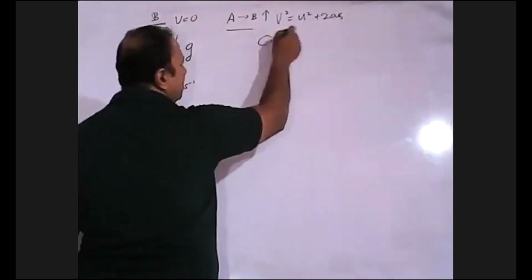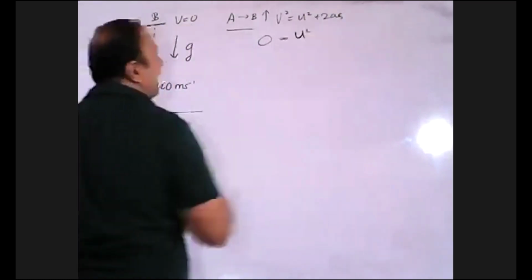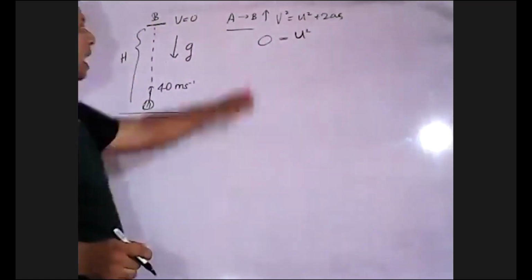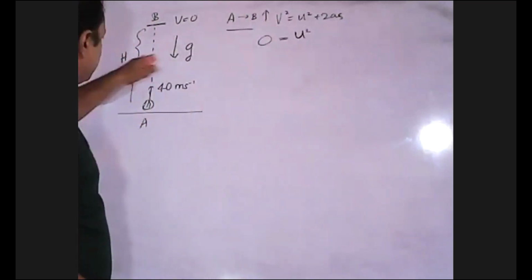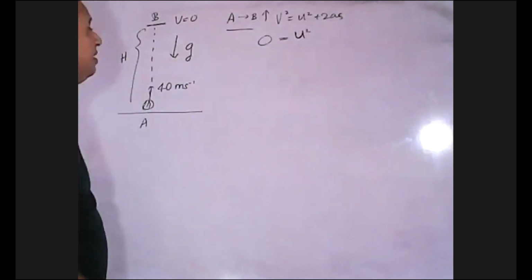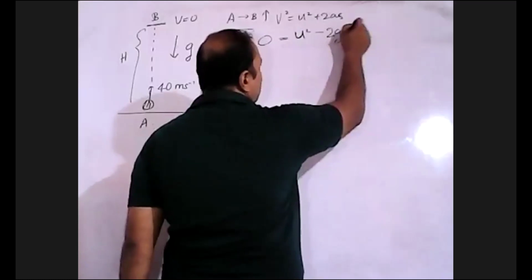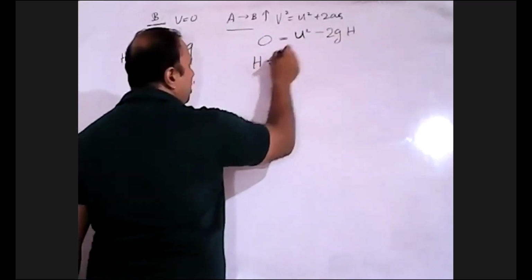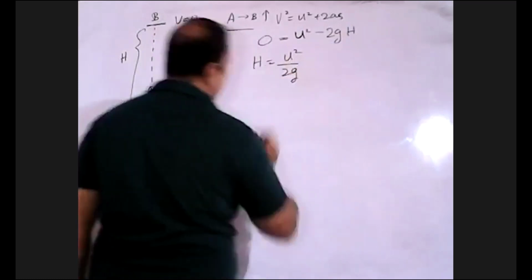V is 0. So u squared. Now I have applied this equation in upward direction, but the acceleration is in downward direction. Therefore, this one is minus 2gh. Therefore, h is equal u squared over 2g.